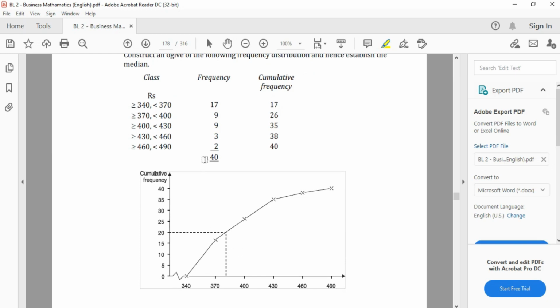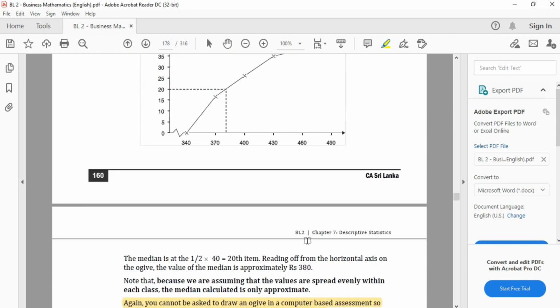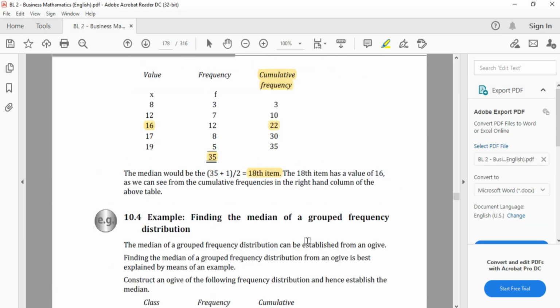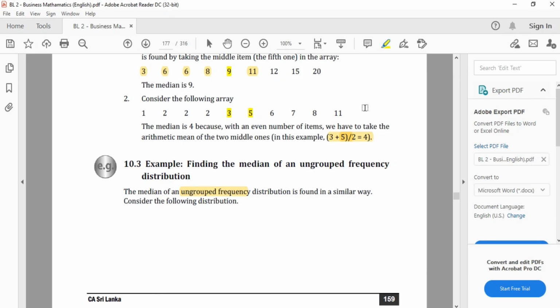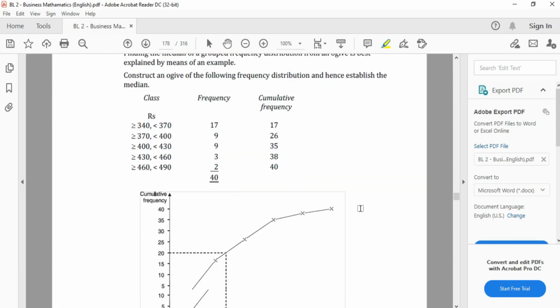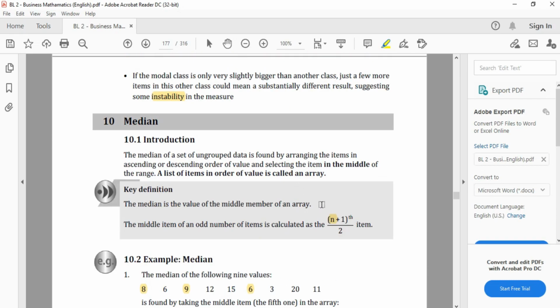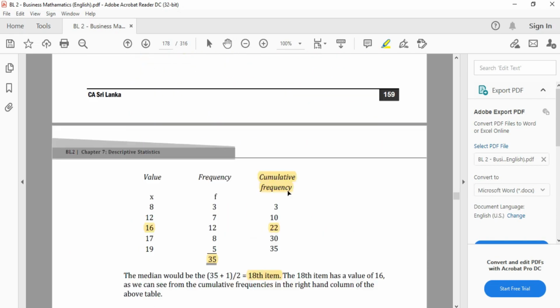Okay, so the frequencies are as follows. The cumulative frequency is here, and what they have done next is they applied the median formula, which is n plus 1 divided by 2. How many items are here? The total number of items is the total frequency, which is 40. So 40 plus 1 is 41, divided by 2 is how much?